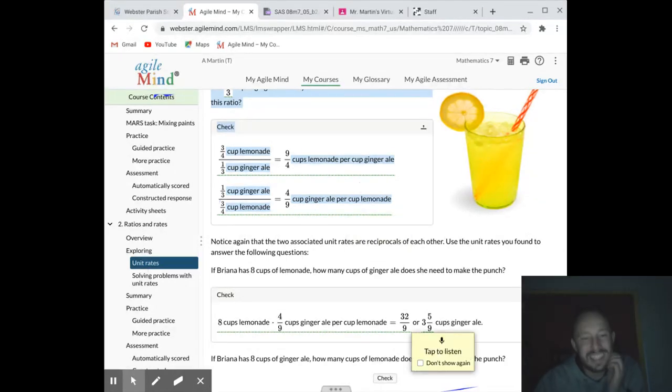Let Lainey read this one for us, please. If Rihanna has 8 cups of ginger ale, how much lemonade does she need to make the punch? Good job. So what are we going to do, Lainey, to figure this out? What do I need to do with the 8 cups of ginger ale to figure out how many cups of lemonade she needs?